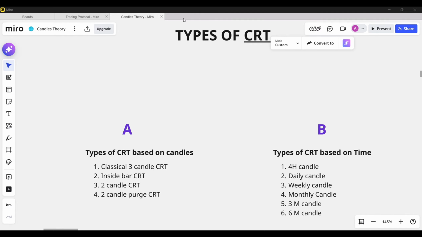It's all about you. If you want to choose any type of CRT, you can, according to your trading style. If you are a day trader, you can choose the 4 hour candle. If you are a position trader, you can choose the weekly candle and monthly candle. It's up to you. I just focus on the 4 hour time window.